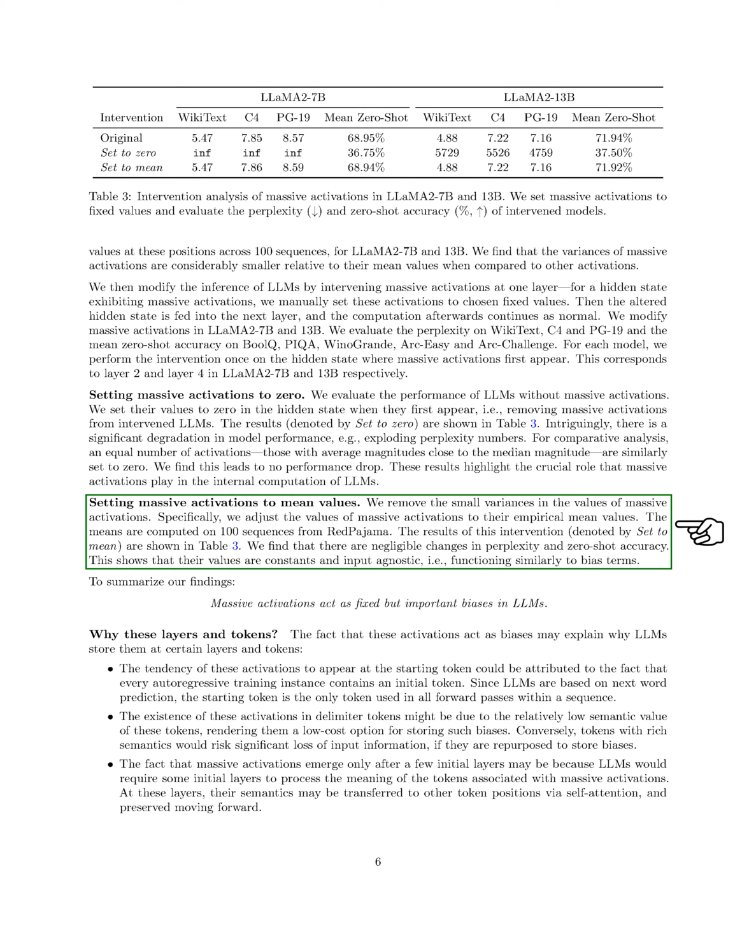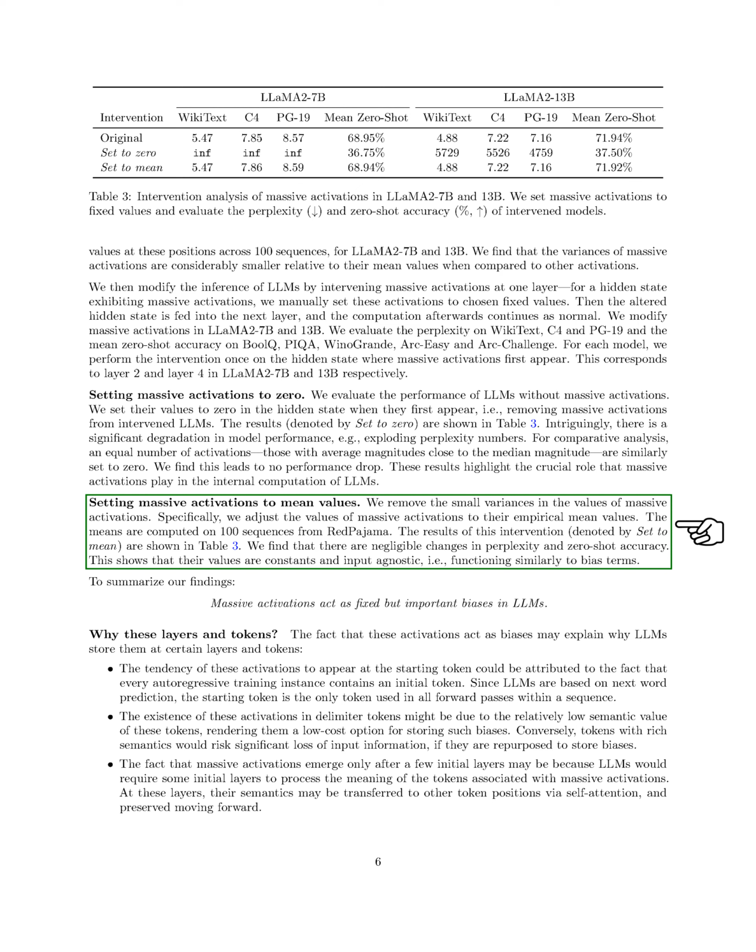In another experiment, we adjusted the massive activations to their empirical mean values, calculated over 100 sequences. This intervention resulted in minimal changes in both perplexity and zero-shot accuracy, suggesting that the values of massive activations are constant and not dependent on the input, thus acting similarly to bias terms. To summarize, our findings indicate that massive activations function as crucial, fixed biases within LLMs, significantly influencing their computational processes.